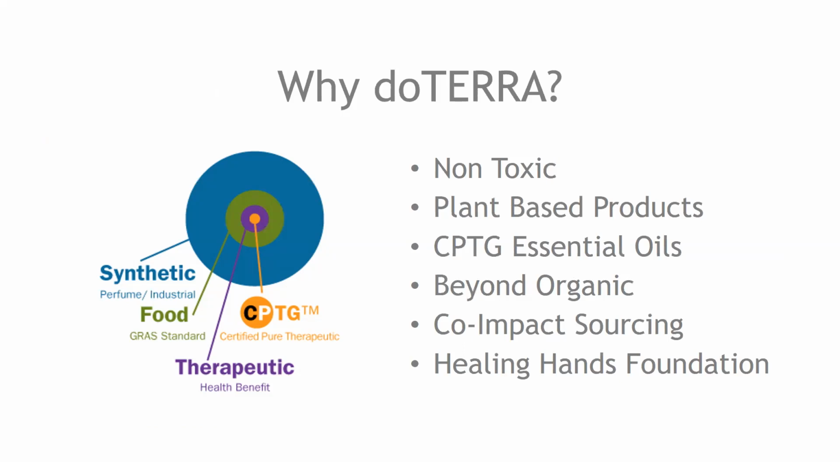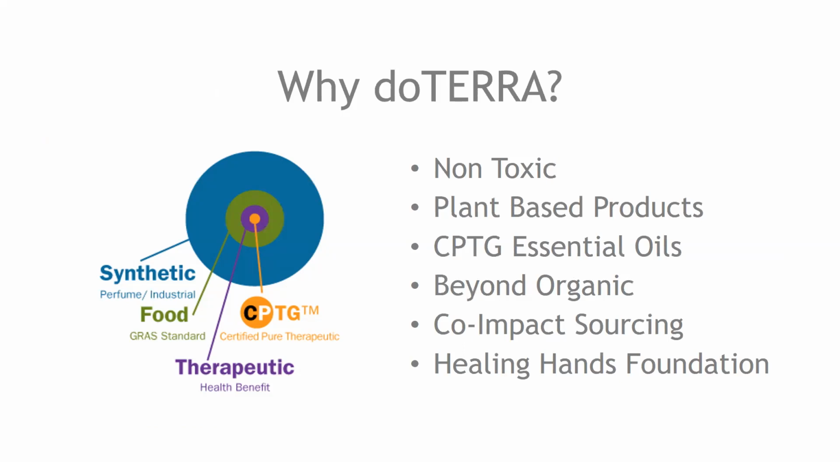Something else that I love about doTERRA is their co-impact sourcing. Co-impact sourcing means that doTERRA harvests plants in their natural habitat for maximum therapeutic benefit. An example is, say, frankincense. We get frankincense oil from Somaliland. That's where frankincense trees naturally grow.